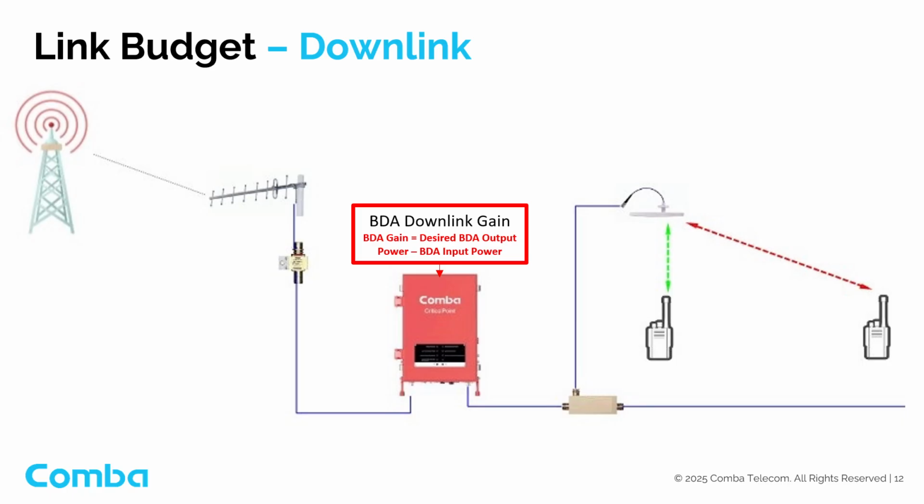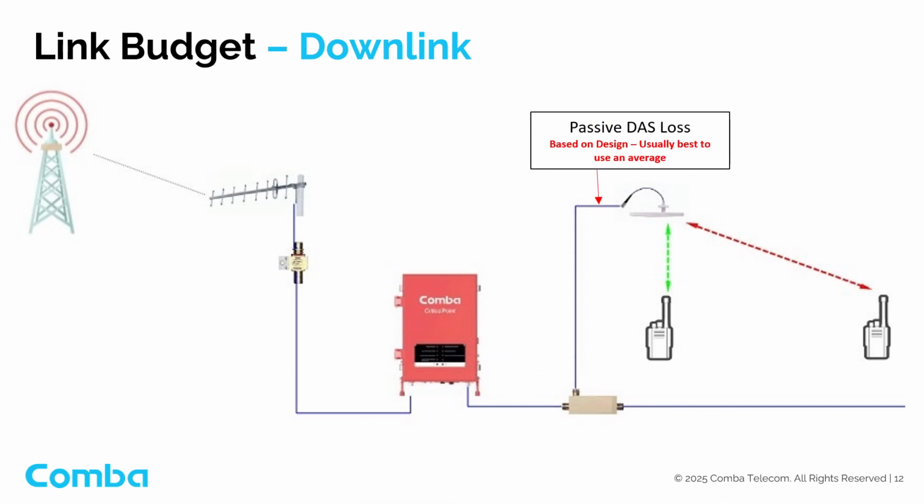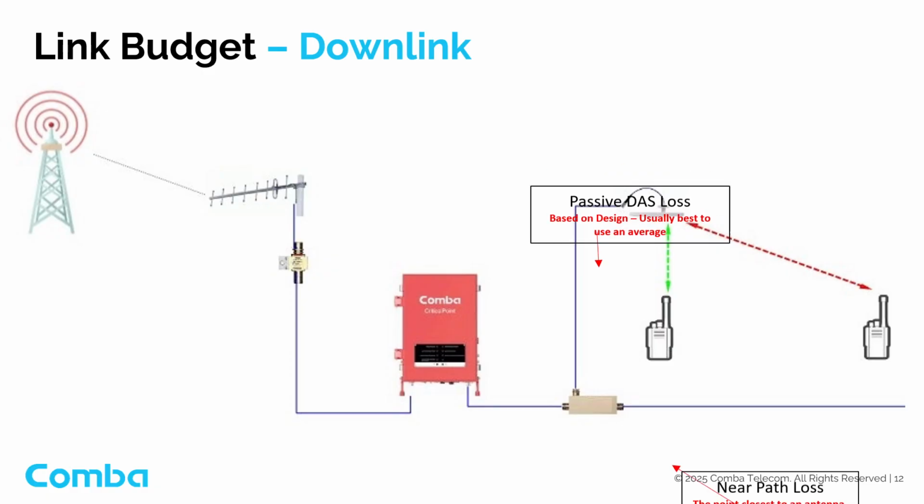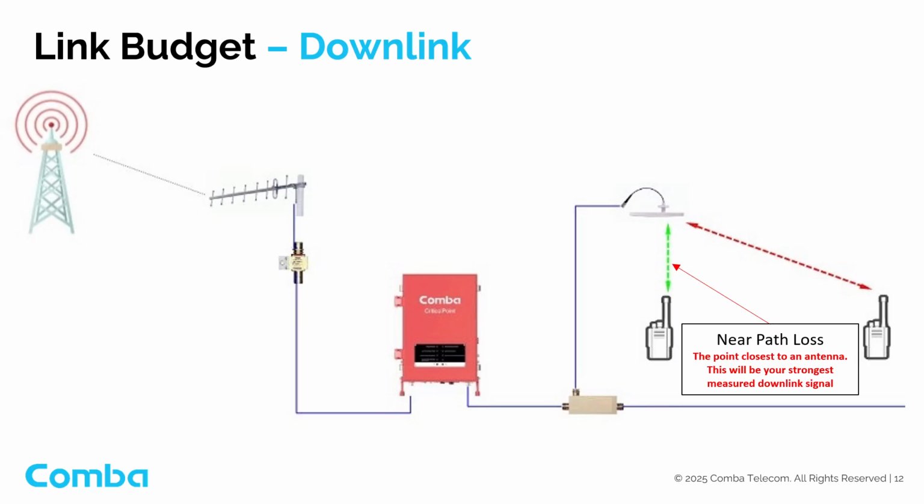The BDA downlink gain should be optimized using the formula. The BDA downlink gain is equal to the desired BDA output power minus the BDA input power. Following the BDA, we account for passive DAS losses. Because losses between the BDA and each indoor antenna may vary, it's best to calculate and use an average DAS loss in the downlink link budget. Finally, we consider near and far path losses.